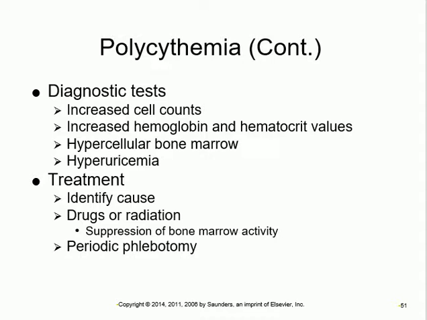Okay. So if you have too many red blood cells, could you also develop jaundice? Yes, because you're breaking down more red blood cells, accumulating bilirubin. Yes.